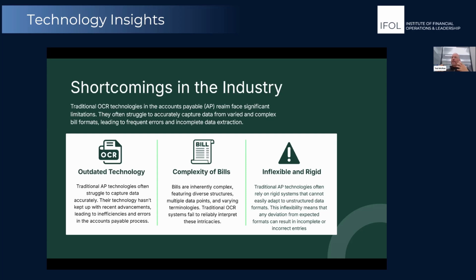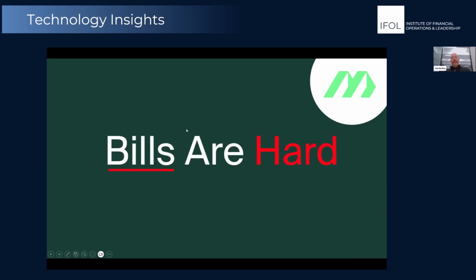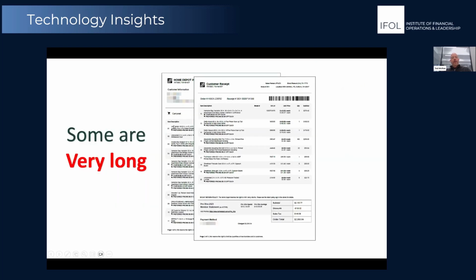And really, because of the way some of these companies use, like I said, the same four OCR products, they're very inflexible and rigid. So getting back to why they haven't evolved, bills are extremely hard. They're very, very hard. Take a look at that 68-page Home Depot bill. How do you train a product to upload a 68-page file, know where the invoice ends and the next one begins, and extract all the line item data, if you're a company that's already been doing this for 15 years? Because you're rigid and structured.